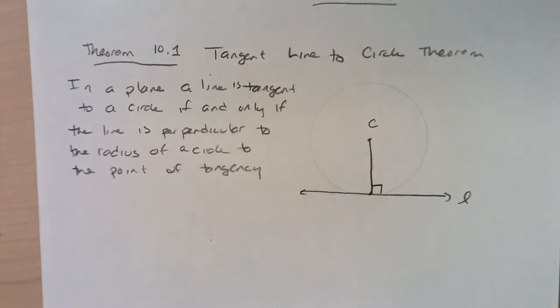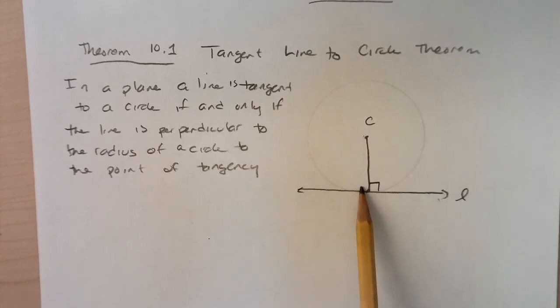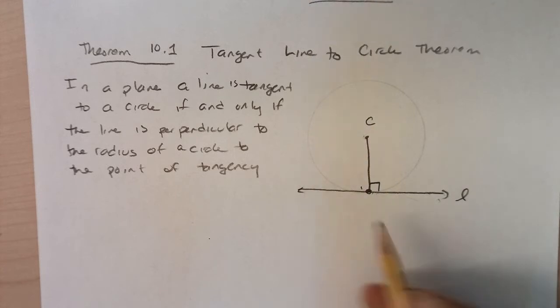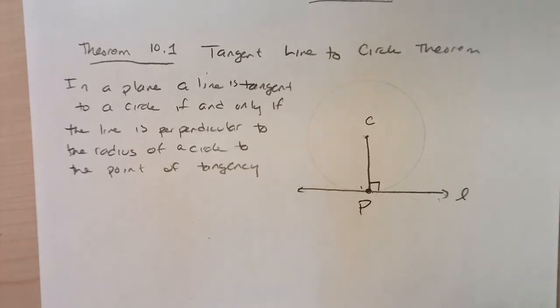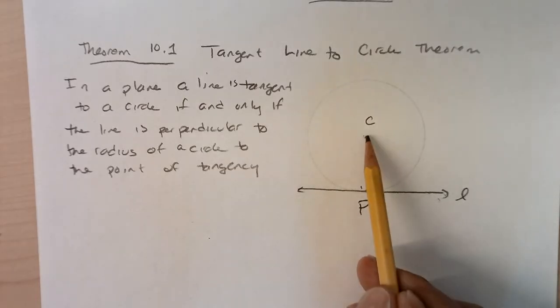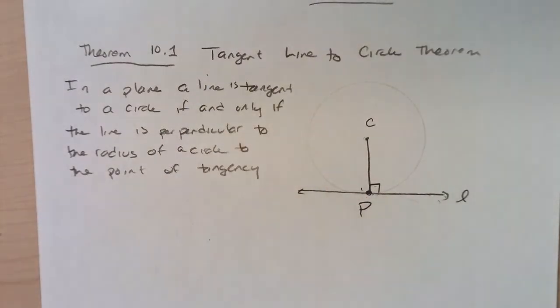And then there's theorem 10.1 written out as a conditional statement. Now in a plane, a line is tangent to a circle if and only if that line, so that tangent line, is perpendicular to the radius of the circle drawn to the point of tangency. So this point right here, I'm going to call it point P, is the point of tangency for line L, and then the radius, CP, is perpendicular to that line of tangency.